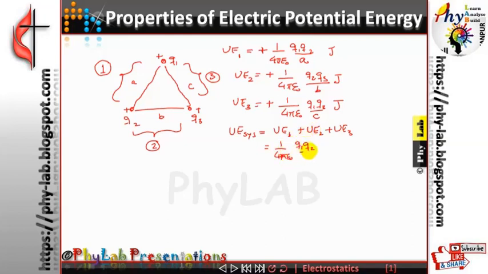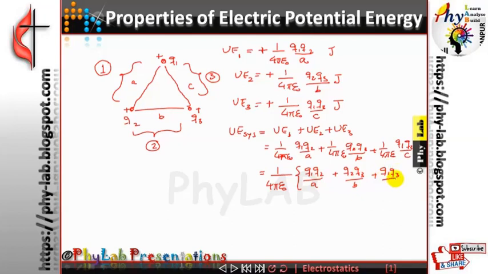Q1 Q2 by A plus 1 upon 4 pi epsilon naught Q2 Q3 by B plus 1 upon 4 pi epsilon naught Q1 Q3 by C. Taking 1 upon 4 pi epsilon naught common, you get Q1 Q2 by A plus Q2 Q3 by B plus Q1 Q3 by C. So that becomes the potential energy for the system of charges.